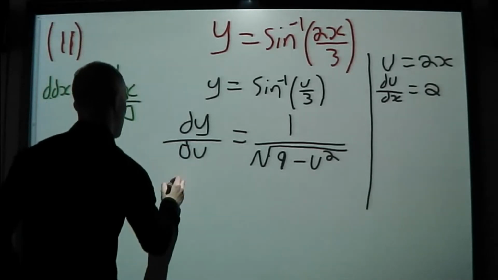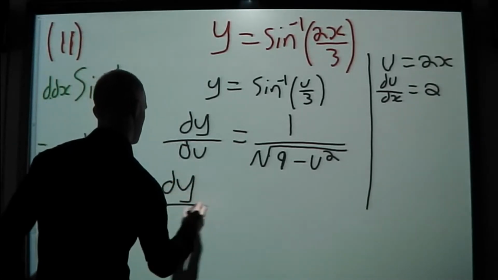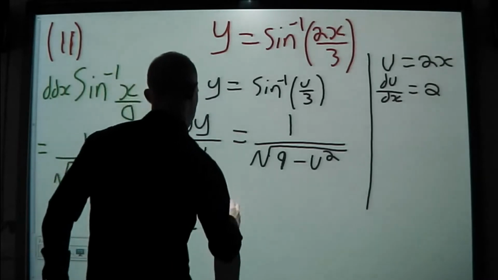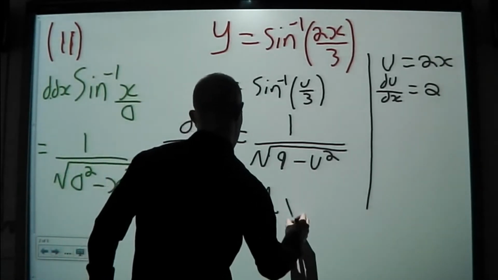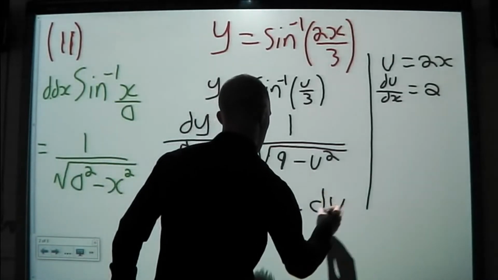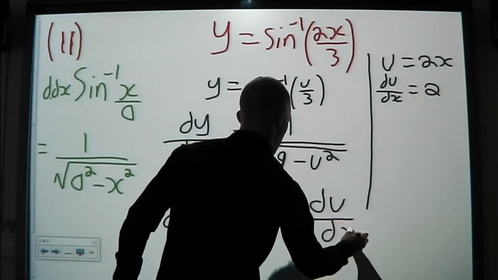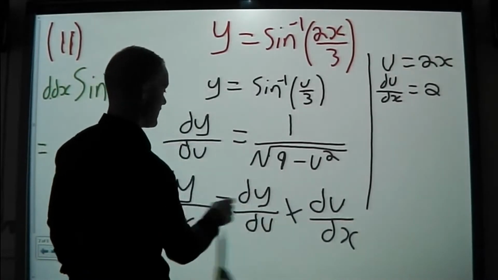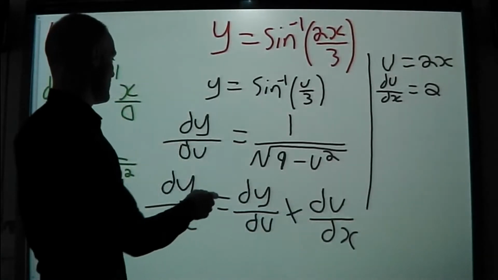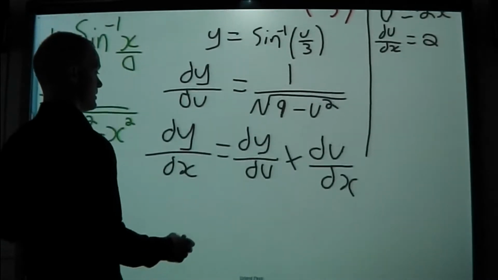So I'm just going to write this down here. dy/dx is equal to dy/du times du/dx. As you can see, we can just divide one term by the other, so that means dy/dx is equal to dy/dx. So dy/dx is equal to dy/du, which is what we have.